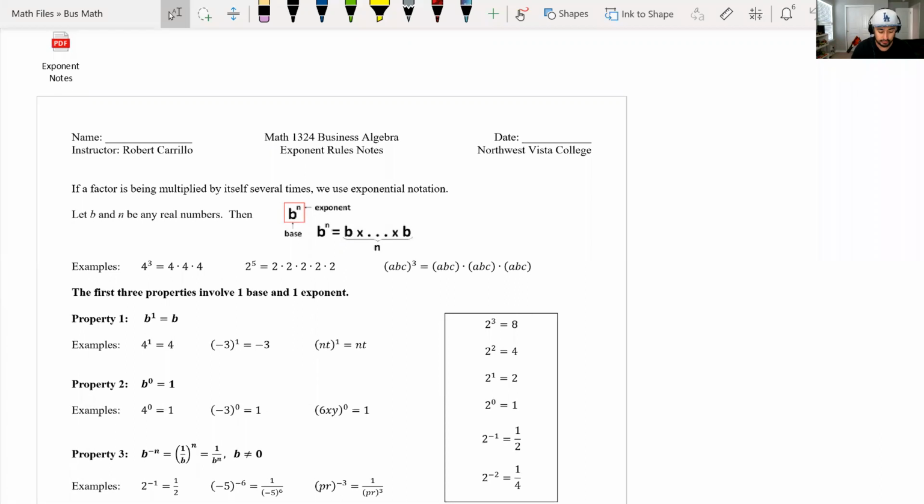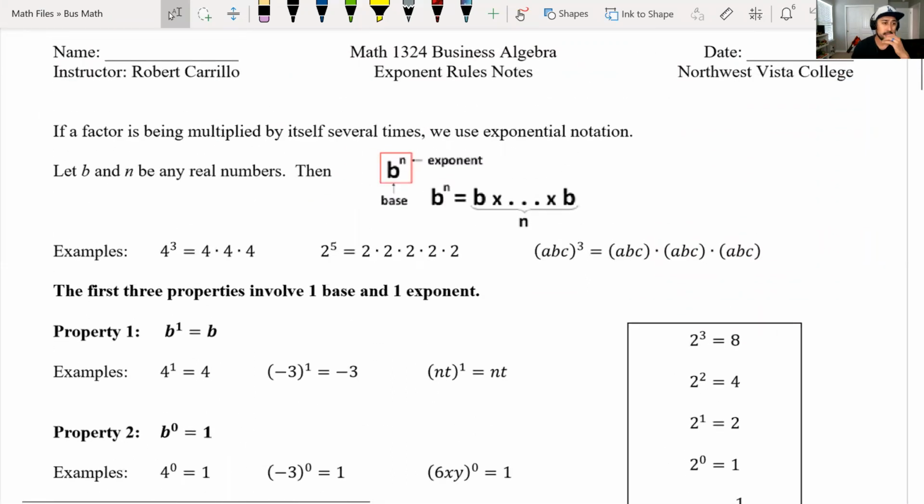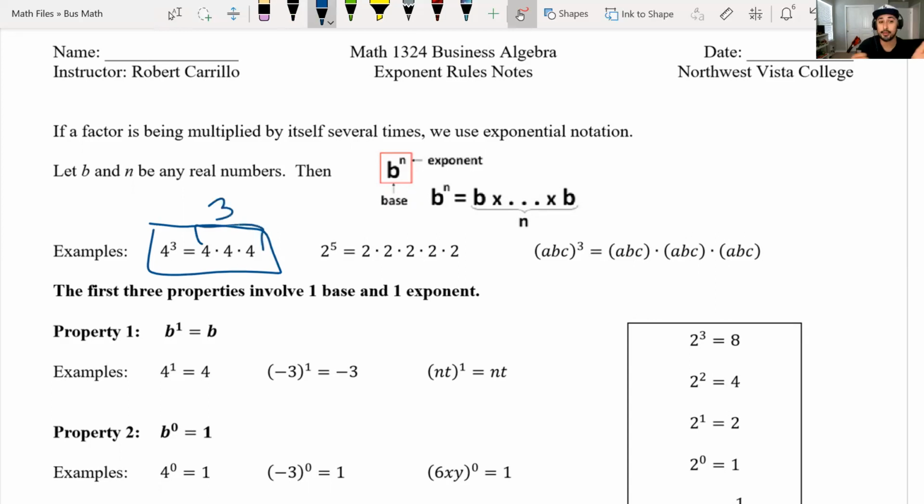So we have our exponent rules. At the top, if a factor is being multiplied by itself several times, we use exponential notation. Let b and n be any real numbers, then b to the n, where b is the base and n is the exponent, is equivalent to b times b times b, all the way until you get to that nth power. You expand it to whatever that power of n is. Just like down below, for the first one, 4 cubed means 4 times 4 times 4.